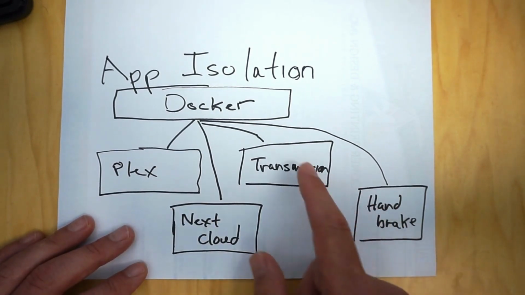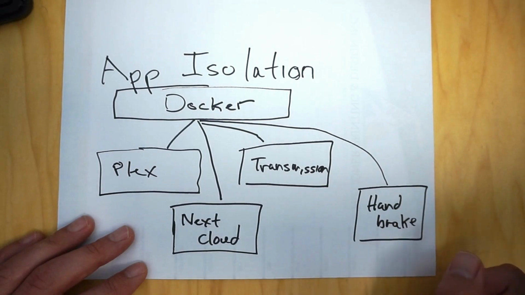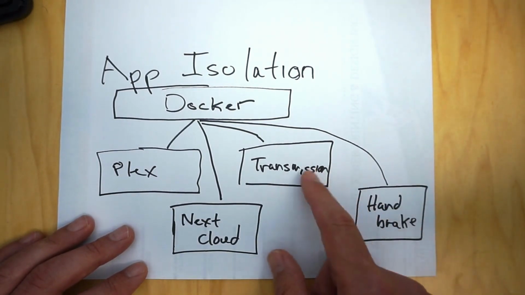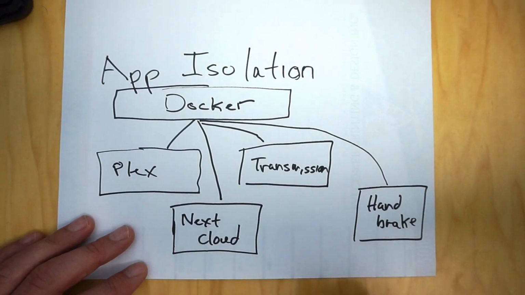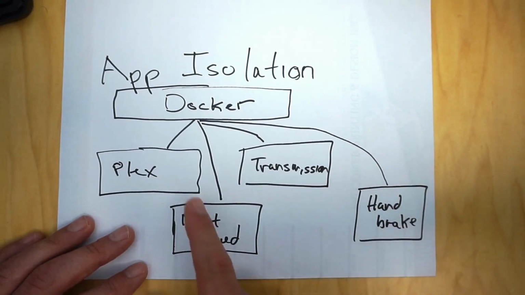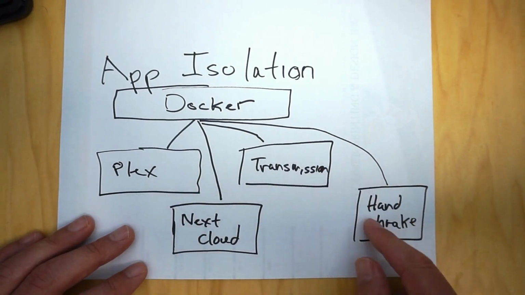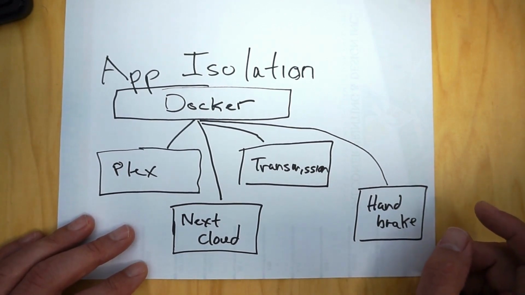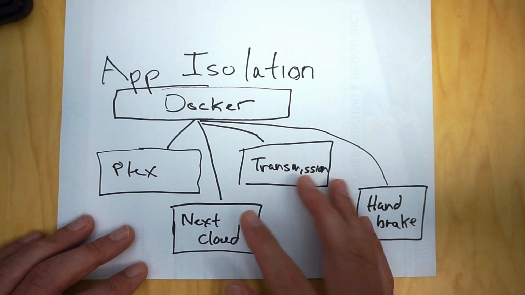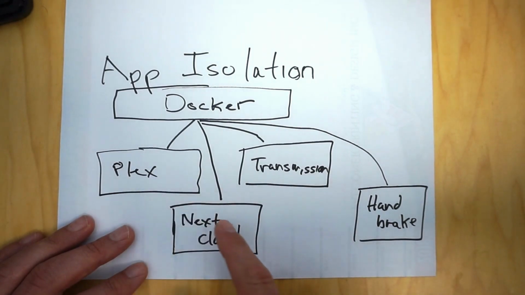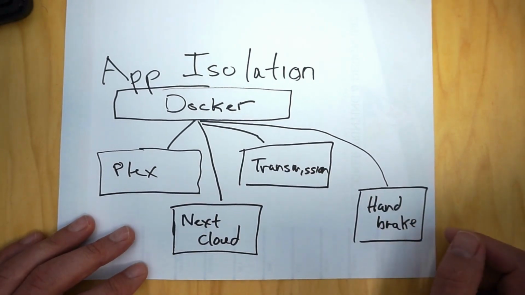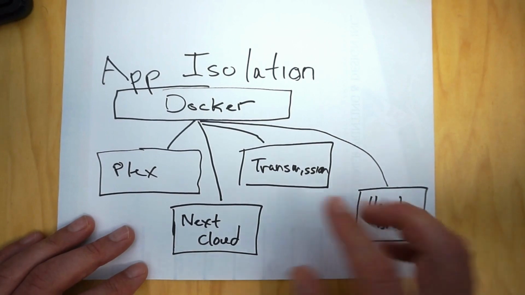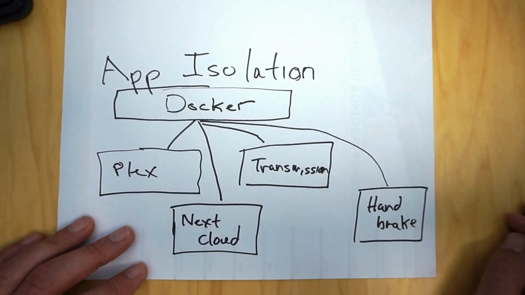So say these need different versions of the same program, it doesn't really matter because they will be isolated within themselves. The other thing, just like security, is that if you have a problem with one of these apps, say it's a programming problem that causes some issue, that program is isolated in the Docker, so it doesn't affect the other apps.